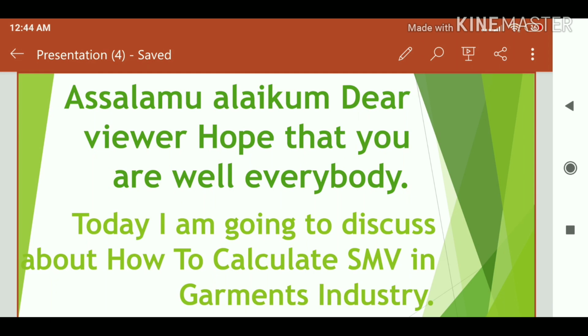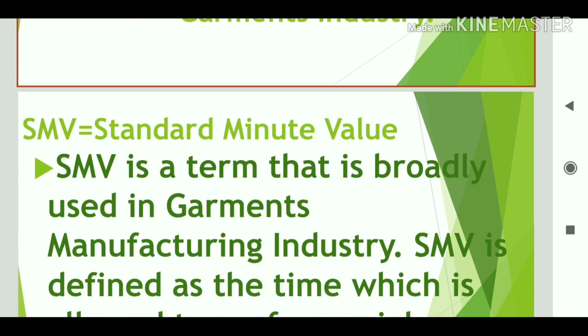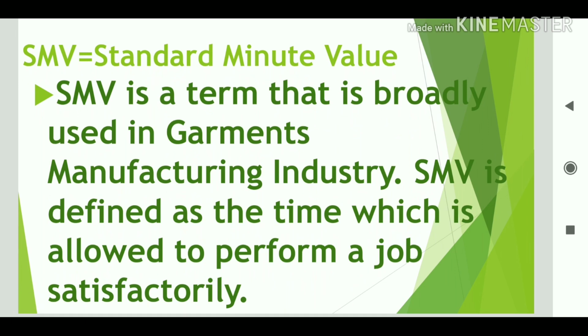Today I am going to discuss how to calculate SMV in the garments industry. SMV equals standard minute value. SMV is a term that is broadly discussed and used in the garments manufacturing industry. SMV is defined as the time which is allowed to perform a job satisfactorily.